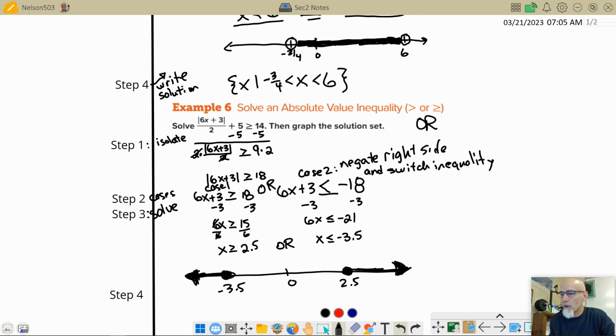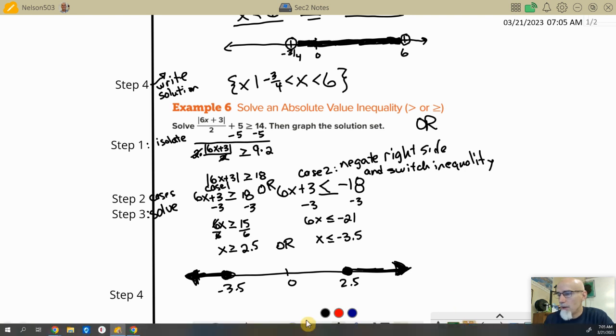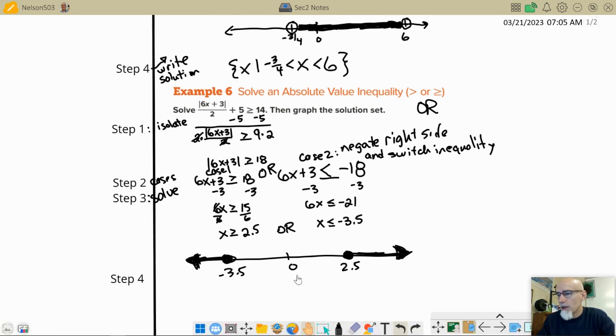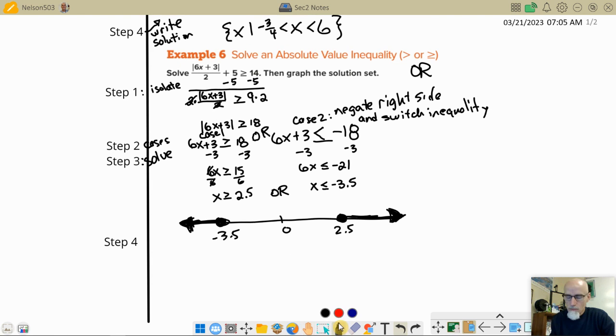All right, now how do you write that in set builder notation? Maybe a little bit trickier. Let's see. I put down my curly bracket and I put x such that, and then I go x is less than or equal to negative 3.5, or x is greater than or equal to 2.5. Okay, that wasn't so bad. You just put the word "or" in there, right?